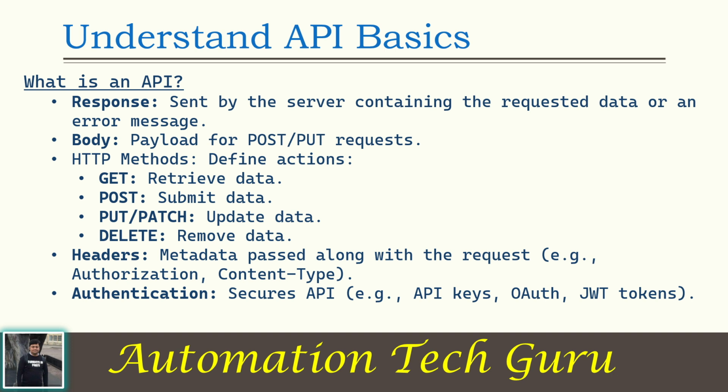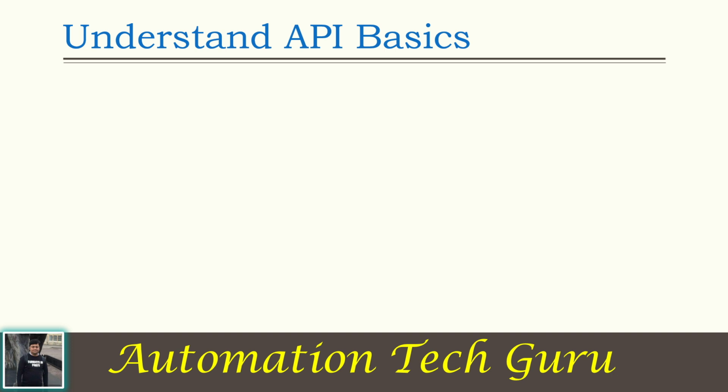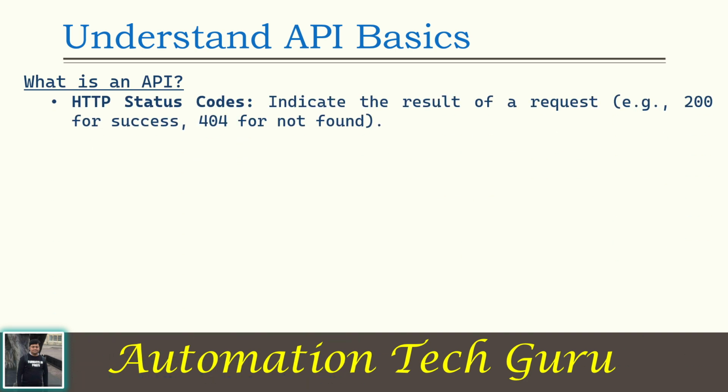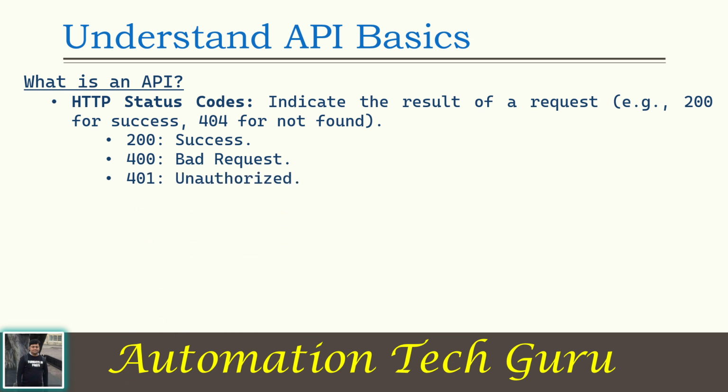Authentication secures the API with an API key, auth token, JWT token, and others. HTTP status code indicates the result of a request, like 200 for success and 404 for not found. So 200 for success, 400 for bad request, 401 is for unauthorized if you are not using any kind of token and the API requires it, you must have the token. 500, that is the server error.